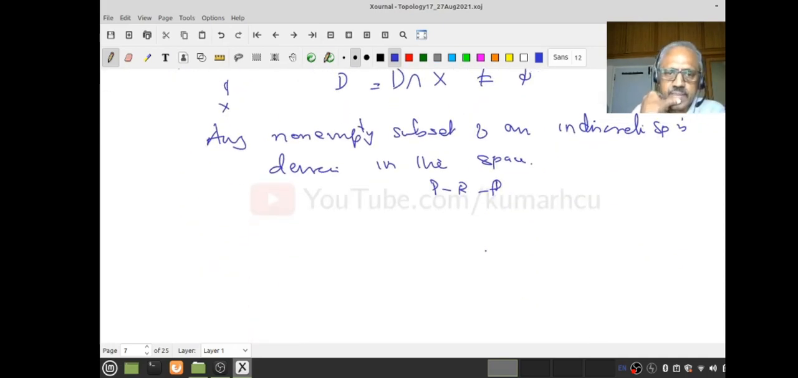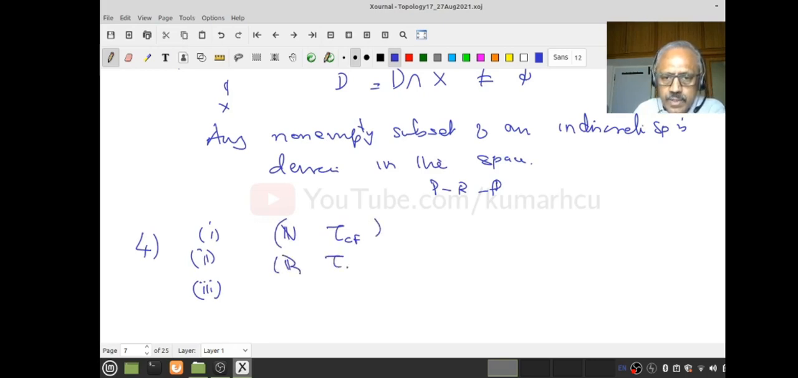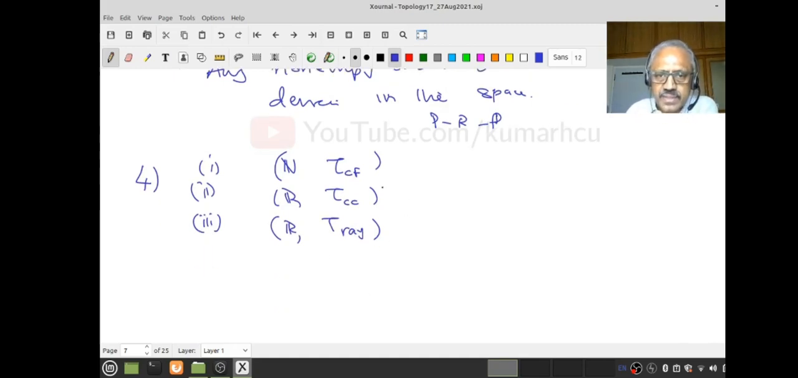This is the third example, right? Now let's look at the fourth example. What should be the next one? Let us say all these examples are the same, so I will just do one of them and you can do the other. For example, N with cofinite topology, and R with co-countable topology or R with ray topology, and a few others possibly. See, in all these things, the basic trick is if you take two non-empty open sets in the topology tau, it may be cofinite, co-countable or ray, whichever example you are looking at.